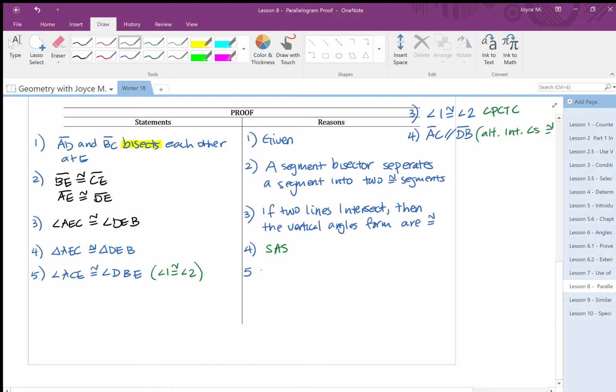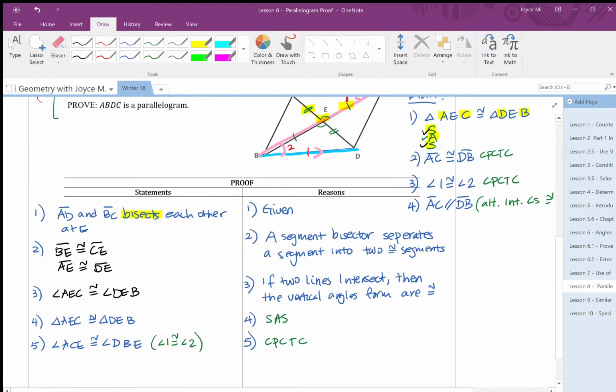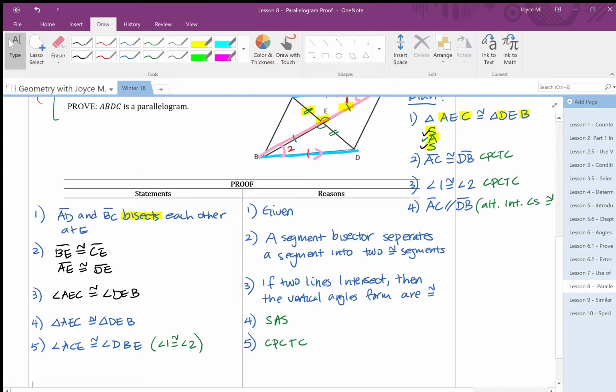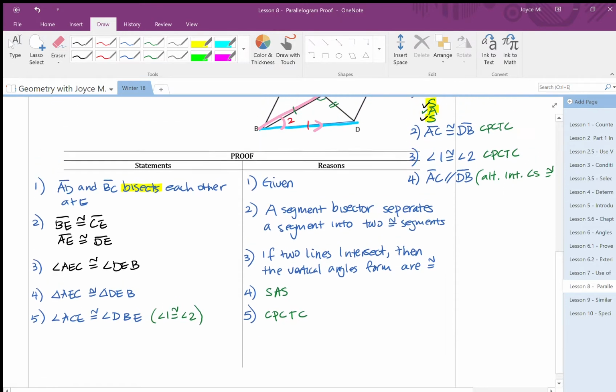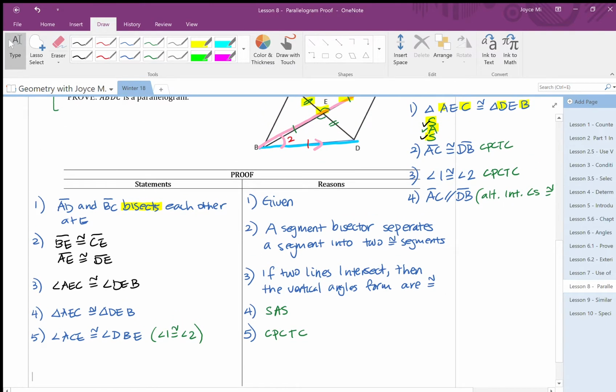So number 5, we say this is true by if two triangles are congruent, then corresponding parts are congruent, which is called corresponding parts of congruent triangles are congruent, which is called CPCTC. Okay, number 6. Now, notice that instead of writing down a step, I could say another conclusion. We could say AC is also congruent to DB by CPCTC. But before I write that, I will jump to 3. So let's just do the 3 first.